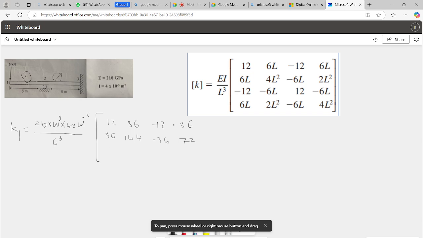What else do we have? We have minus 12. This is the formula that we just follow. Minus 6L gives minus 36, 6 by 6. We have 12, minus 6L. This one gives minus 36. It seems like this equation kind of repeats itself. If you look at it, it's more or less of a game. 6L here is 36. 2L square is 72. Minus 6L is minus 36. This one will have 144.